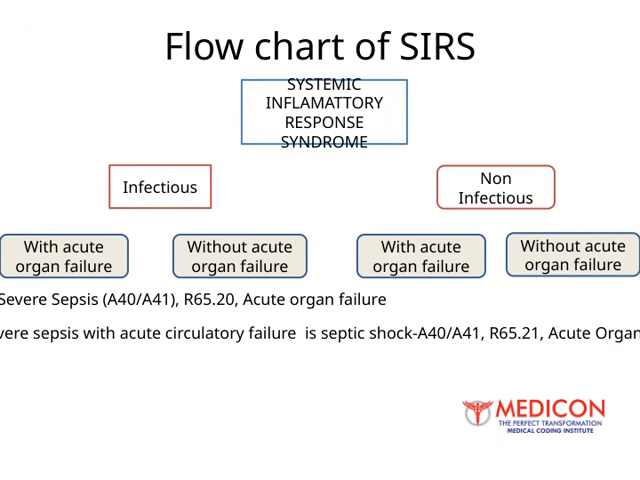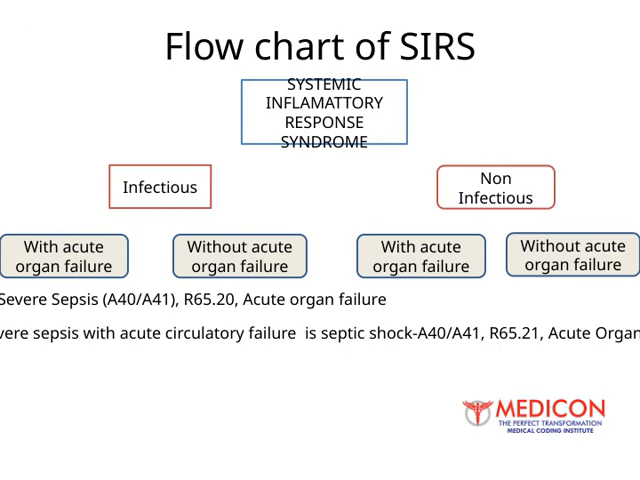As you can see, it starts with the core concept, SIRS itself, which can occur with or without acute organ failure. Now, when SIRS is caused by an infection, that's infectious, it can progress to more severe conditions. Conversely, non-infectious causes can also trigger SIRS, leading to similar pathways. If we look at the branch with acute organ failure, we see that SIRS can escalate into severe sepsis.